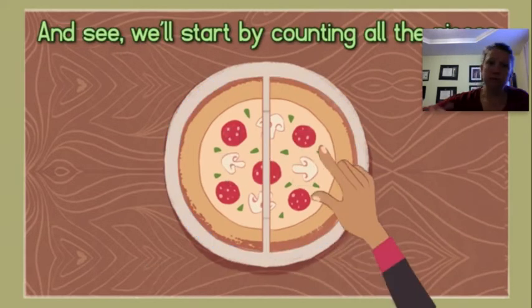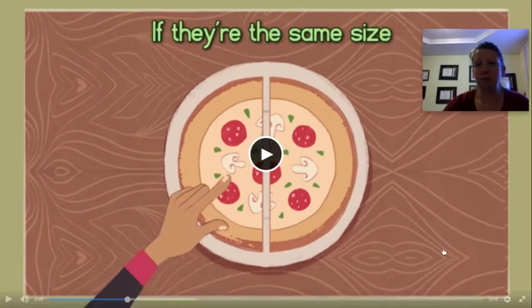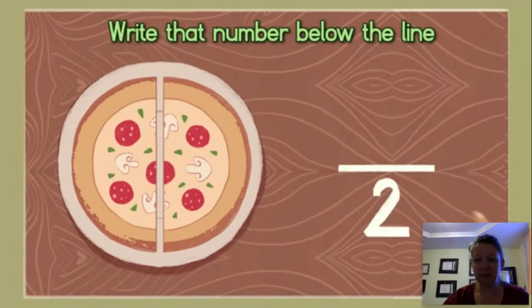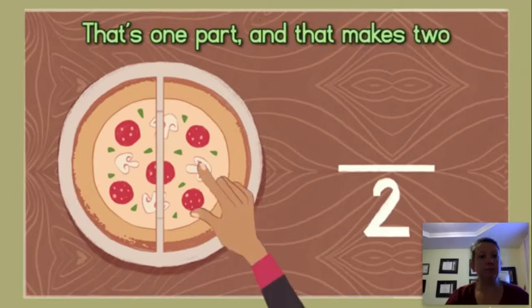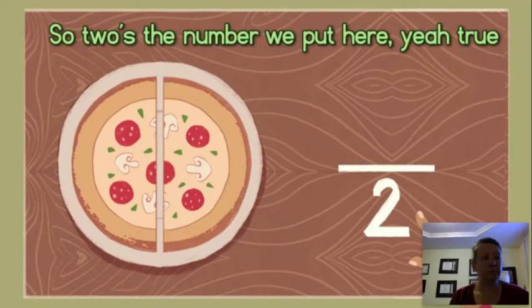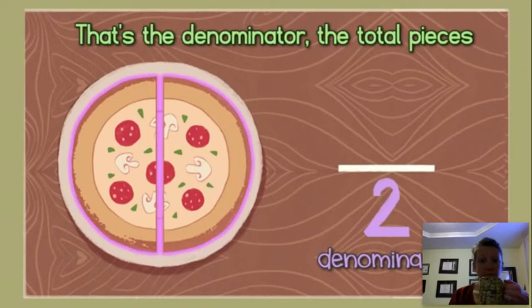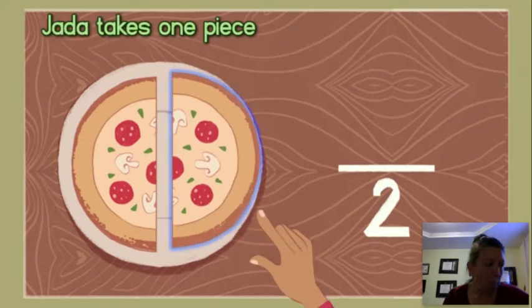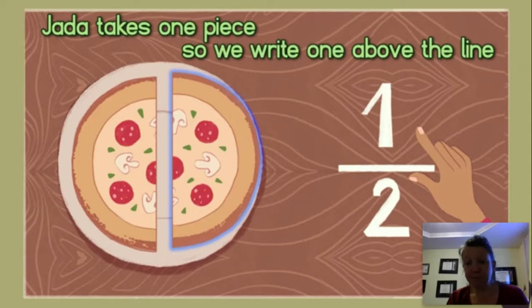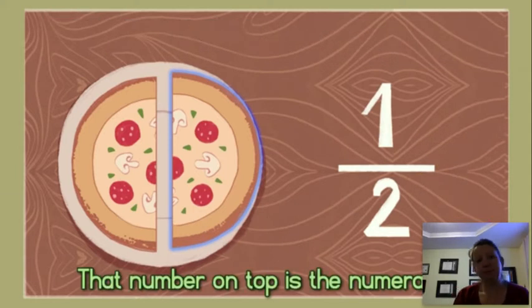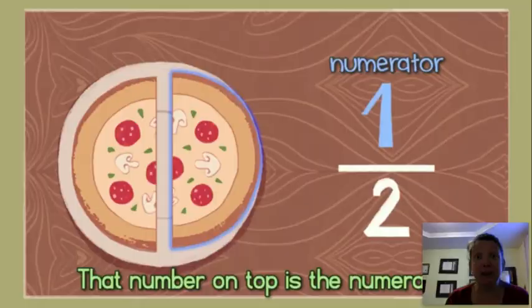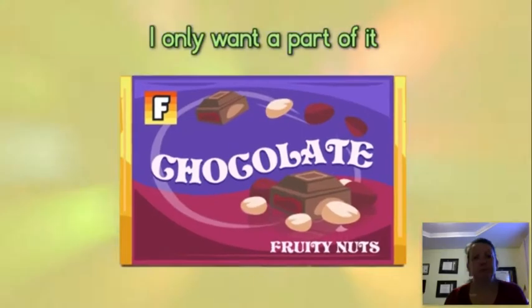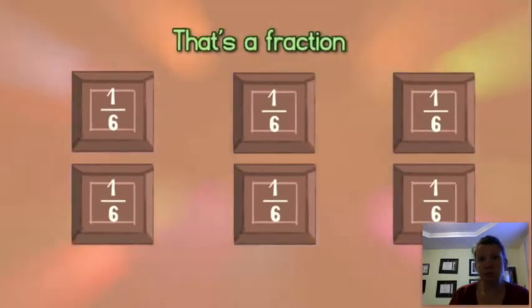And see, we'll start by counting all the pieces if they're the same size. Write that number below the line. That's one part, and that makes two. So two's the number we put here. Yeah, true, that's the denominator. The total pieces, then you count the pieces that you are dealing with. Jada takes one piece, so we write one above the line. Yeah, now we're done. That number on top is the numerator. Jada snacking on pizza, we'll see her later. I only want a part of it. That's a fraction.